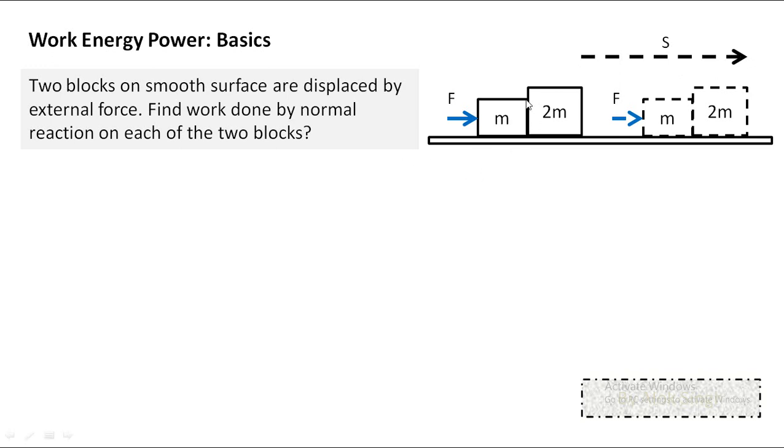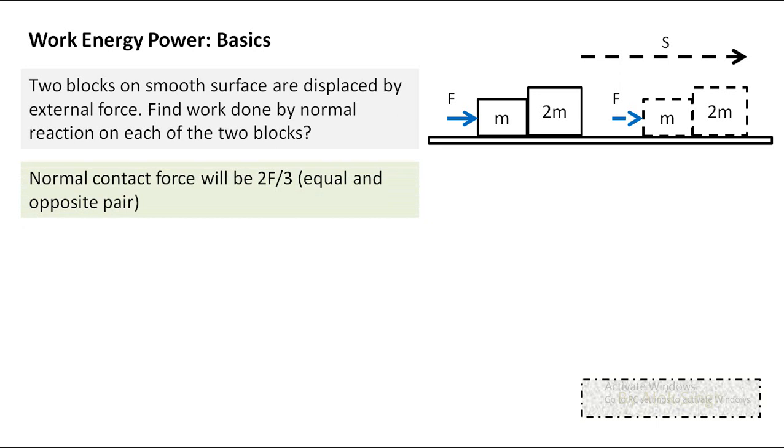How many normal reactions? The normal reaction will act at the contact between blocks M and 2M. So the normal reaction is the contact force between two blocks, and there will be a pair of them. So there will be two contact forces. We need to find the work done by each of the two contact forces, and both contact forces will act on different blocks. Hence they will do work on blocks M and 2M. That's what we need to find. So first we need to find the magnitude and direction of displacement, the angle, and then we can find work done. Let's quickly go through this.